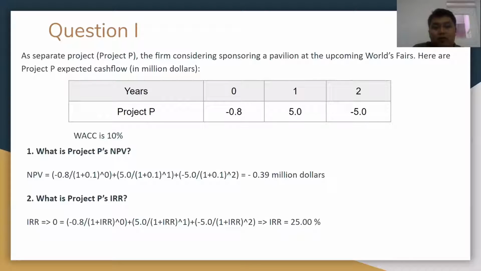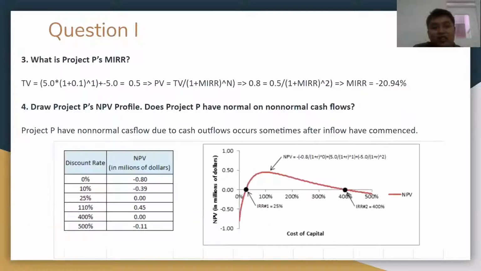The second question is, what is project P's IRR? The IRR for project P is 25%. Next. The third question is, what is project P's MIRR? To calculate the MIRR, first we calculate the terminal value. The terminal value is 0.5.